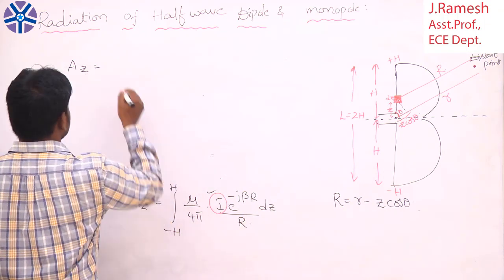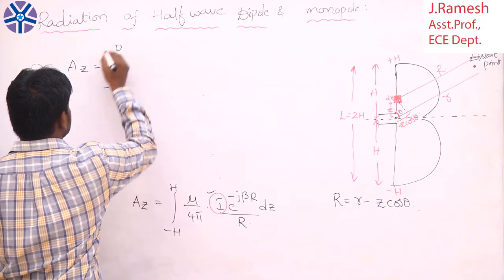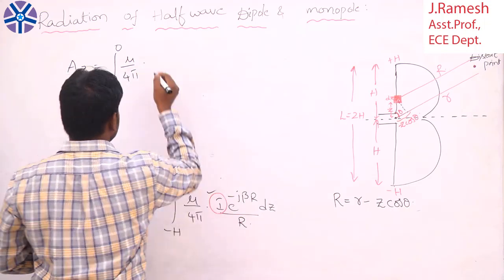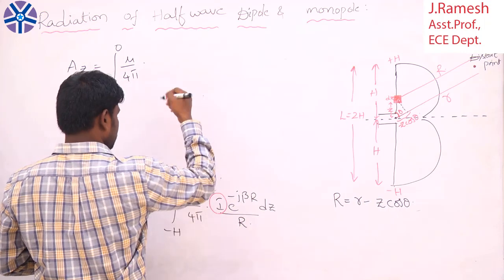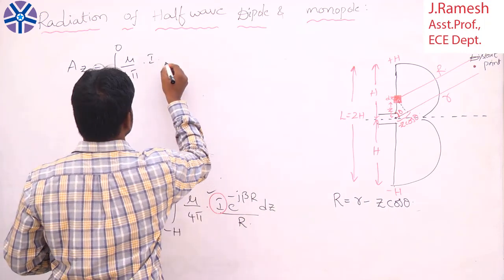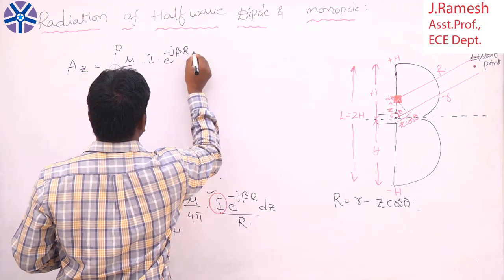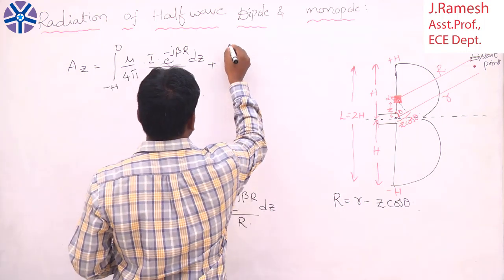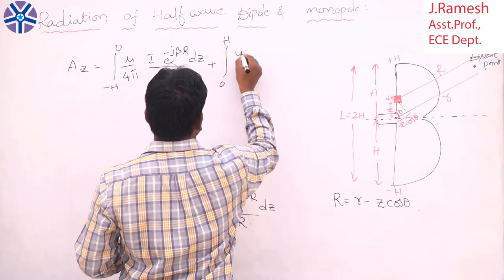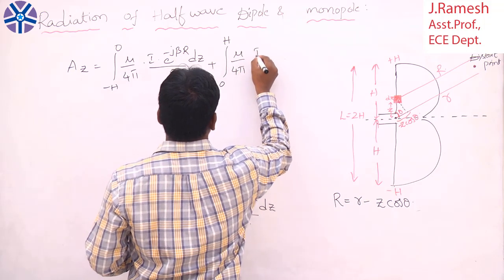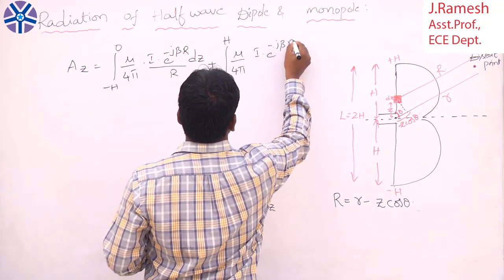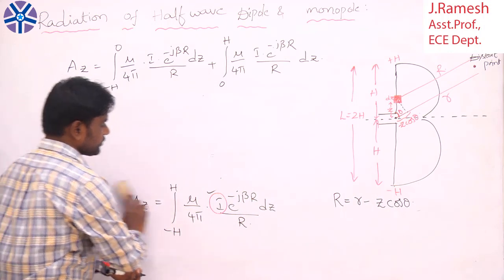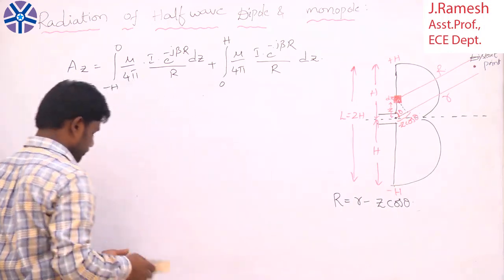So I just remodel this one: integral from minus h to 0, μ by 4π into I, whose value I know, and I will substitute later, e to the power of minus jβr dz by capital R, plus another integration from 0 to positive h, μ by 4π I into e to the power of minus jβr by r dz. So now I know all these expressions.